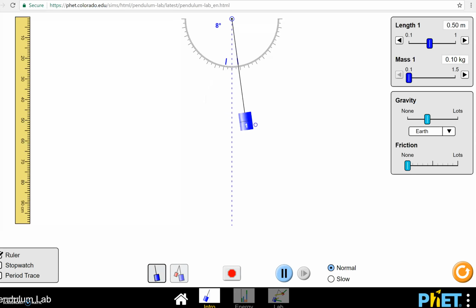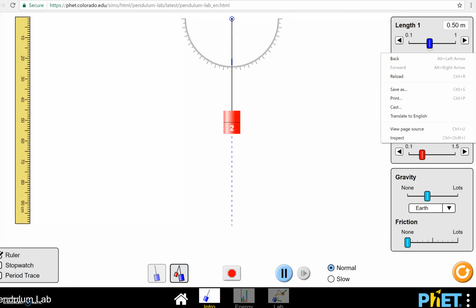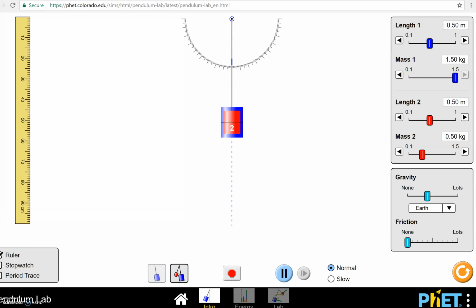Let me start over. And you know what? At this point, let me grab the other one. I'm going to put them both at the same length. I'll put them both here. And I'm going to make block 1 huge and block 2 really small. Let me pause the video. Pull them back. They have the same length. They're both on Earth. And they have the exact same period, even though their mass is different.